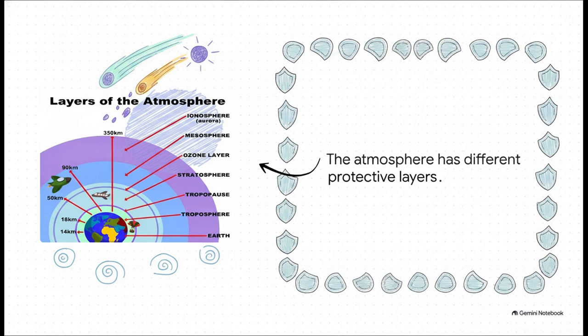It's got incredible structure. Think about how we experience all our weather changes down in the lowest layer, the troposphere. Right above that is the stratosphere, which houses the all-important ozone layer, basically our planetary sunscreen that absorbs harmful UV rays. Keep going up, and the mesosphere is out there literally burning up meteors to protect us. Every single layer plays a specific protective role.